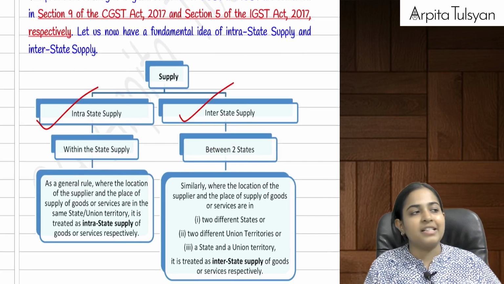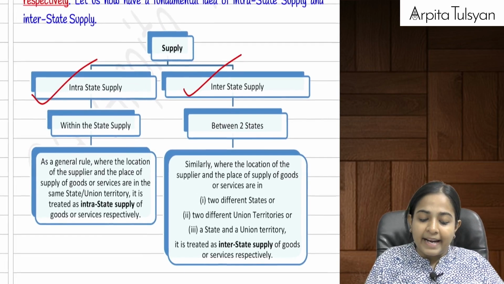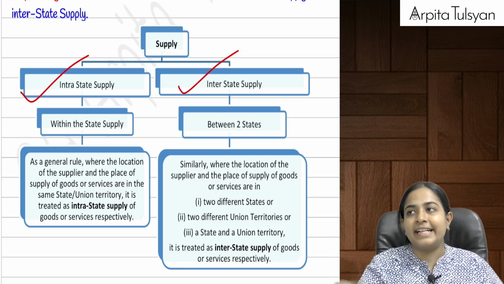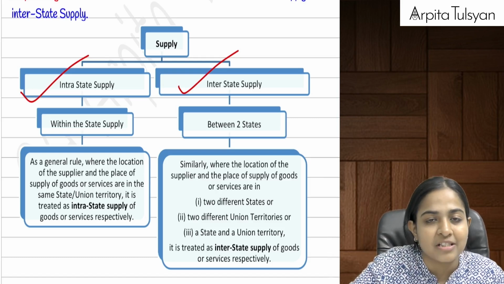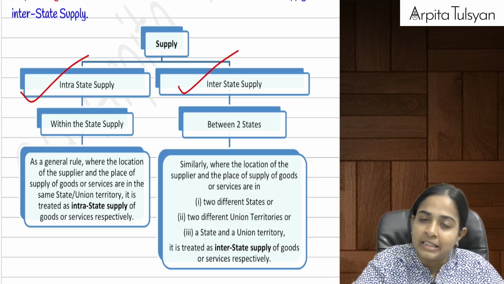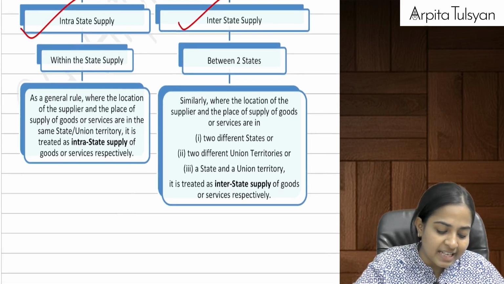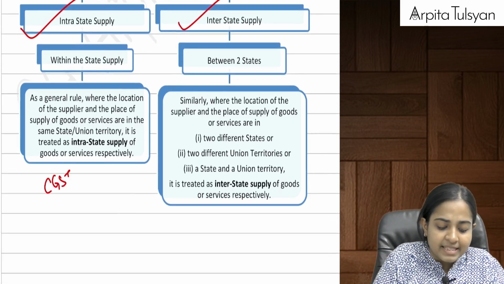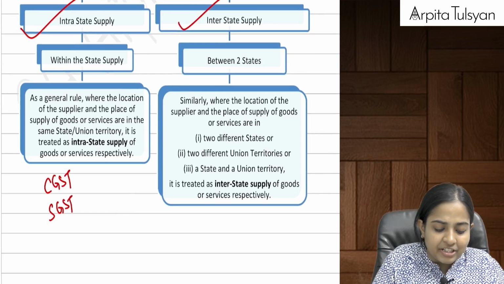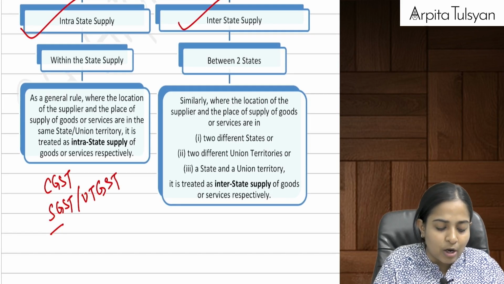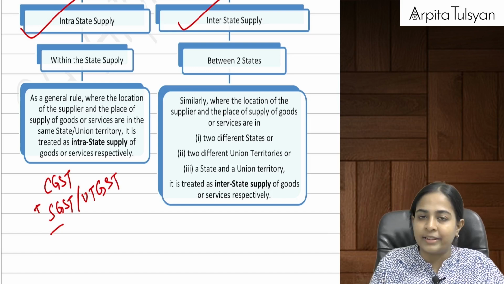One will be intrastate supply and the other one will be interstate supply. That you are very well aware with the terms, at least. Intrastate supply, that is the supply is happening within the same state. If it is happening within the same state, can we say CGST and SGST or UTGST? Means either SGST or UTGST along with CGST will be applicable on that type of supply.